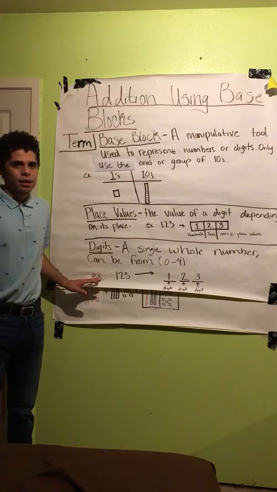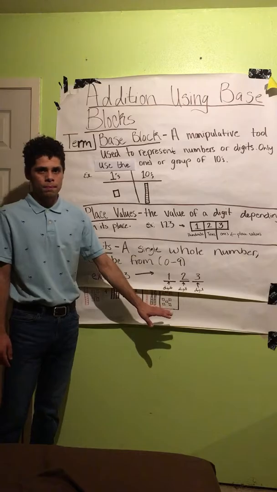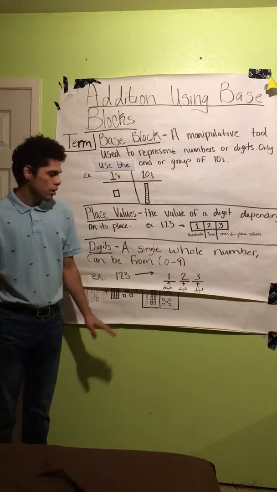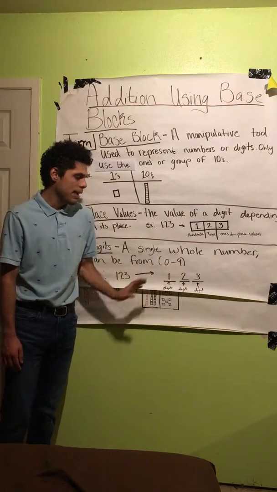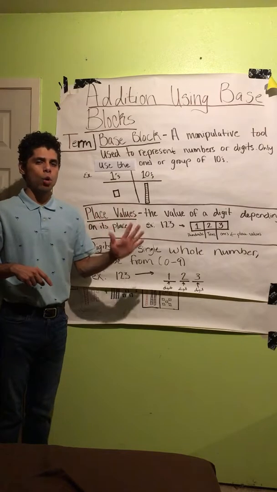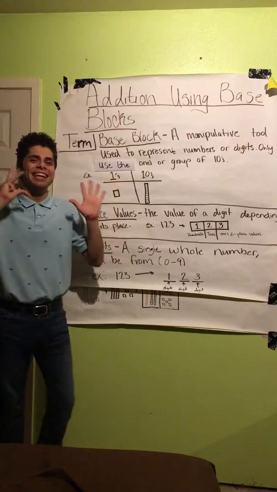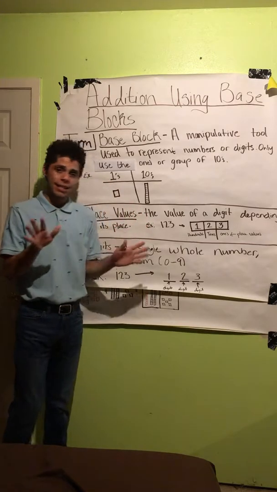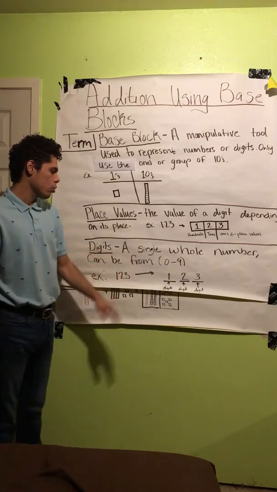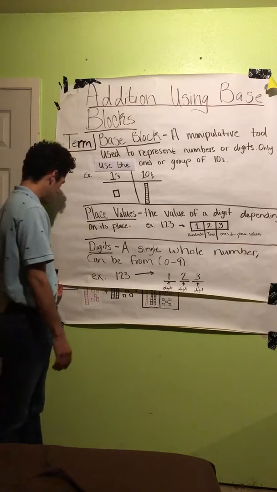The last definition is digits. A digit is a single whole number, meaning it can be from 0 to 9. One digit, so 0 to 9. It can be any numbers, 0, 1, 2, 3, 4, 5, 6, 7, 8, 9. Oh, no, not 10. Sorry, my bad. Just 9. All right? Those are all single whole numbers. All right? So on to our next slide.